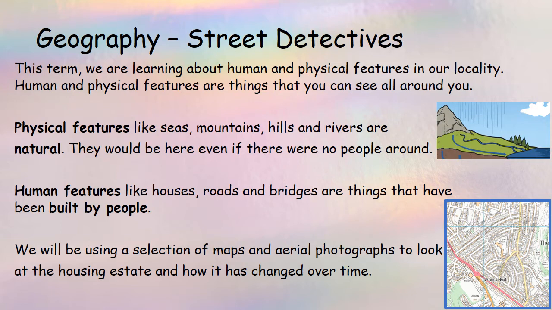Geography, Street Detectives. This term we are learning about human and physical features in our locality. Human and physical features are things that you can see all around you. Physical features like seas, mountains, hills and rivers are natural. They would be here even if there were no people around. Human features, like houses, roads and bridges, are things that have been built by people. We will be using a selection of maps and aerial photographs to look at the housing estate and how it has changed over time.